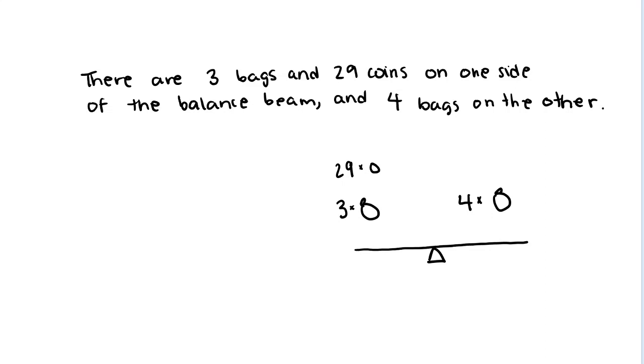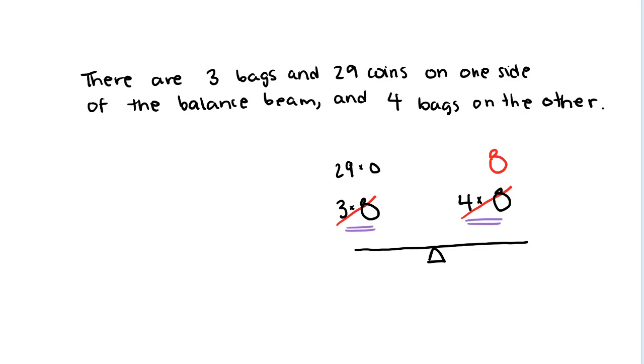And so if we want to do the same thing that we've been doing so far to try and get a clearer picture of how many coins are in each bag, we can take away the same weight from both sides. Well, if there are 3 bags on the left and 4 bags on the right, they have 3 bags in common. I can take away 3 bags from both sides. And if I take away 3 bags from the left side, I've gotten rid of all my bags. And if I take away 3 bags from the right side, well, then all of a sudden there's only one bag left.